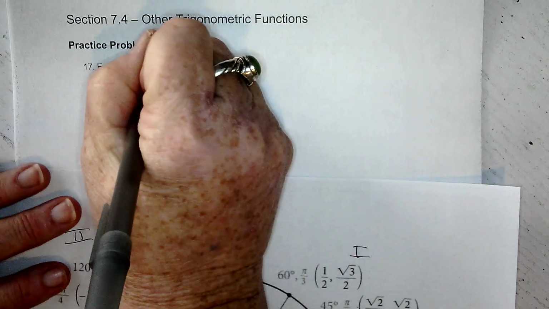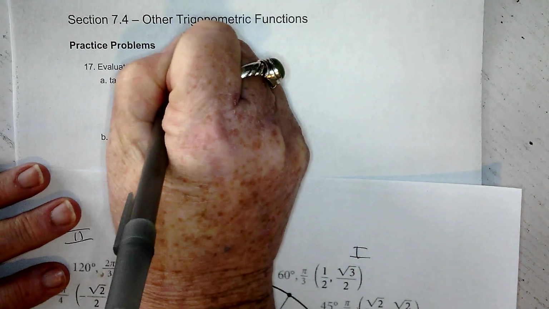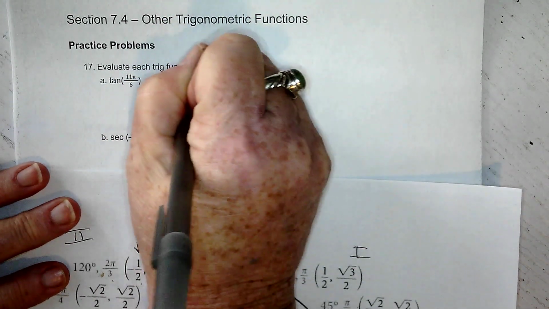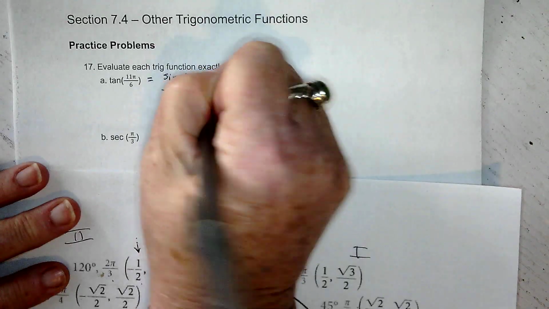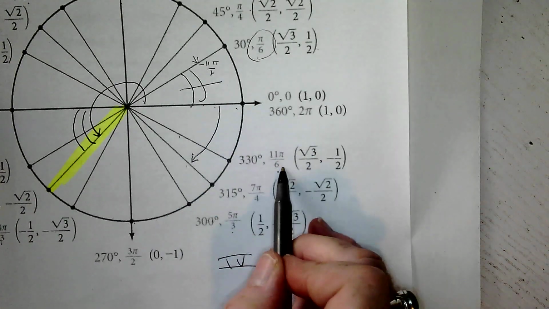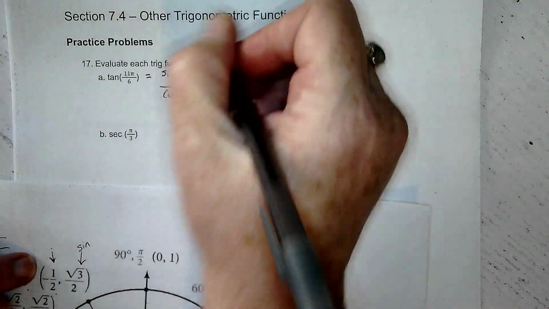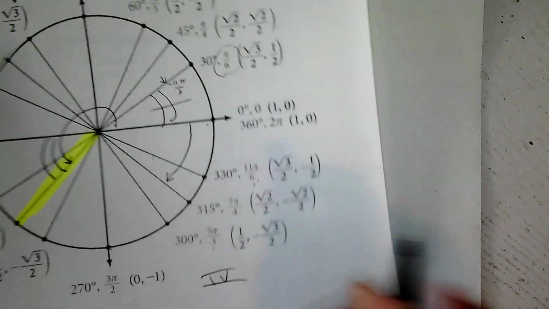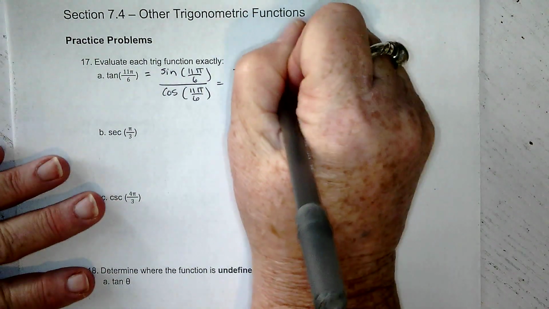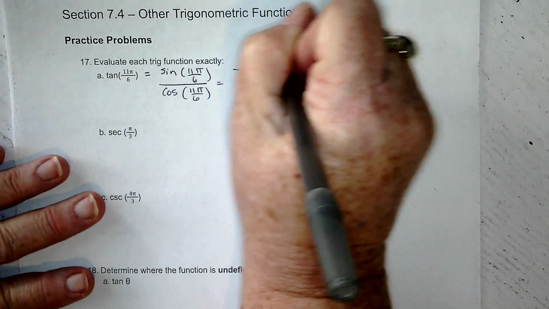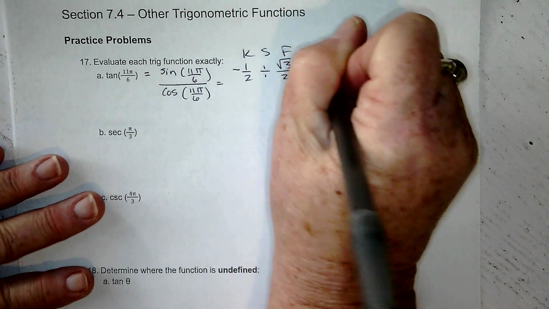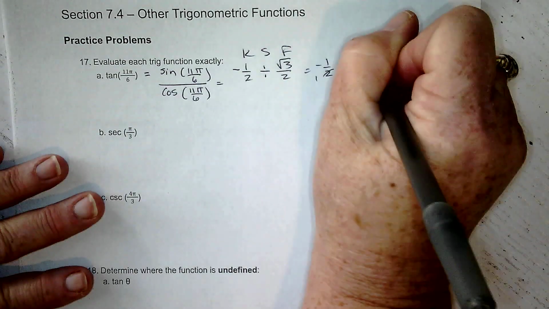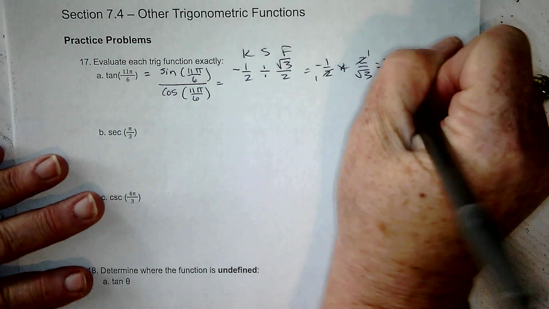Well, we need to know that tangent of the angle is going to be sine of the angle over cosine of the angle. And the sine for 11 pi over 6 is negative 1/2. We're going to divide that by the cosine, which is square root of 3 over 2. Keep, switch, do the reciprocal. So negative 1/2 times 2 over the square root of 3. The 2's reduce. We're left with negative 1 over the square root of 3.